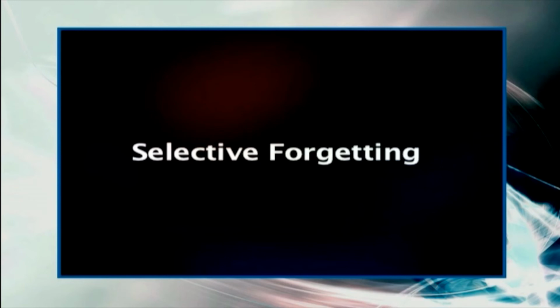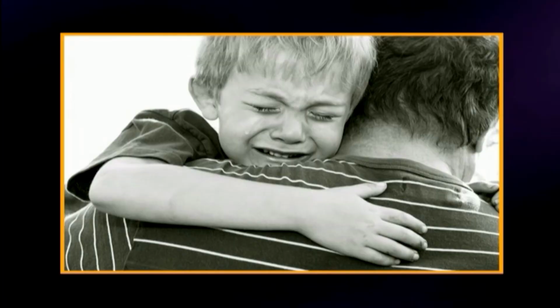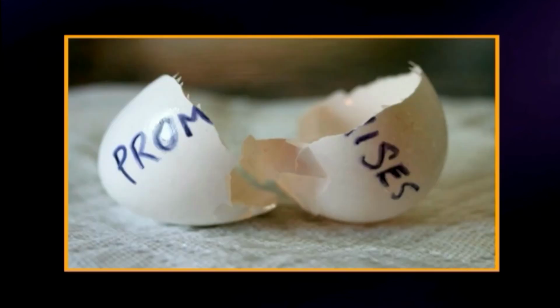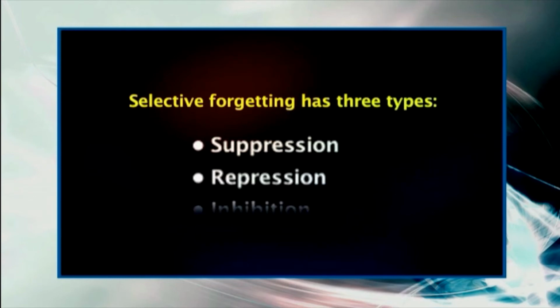Then seventh is selective forgetting. One simple method of avoiding the pain of distressing circumstances is forgetting them. This forgetting is selective. Experiments have proved that painful experiences are forgotten sooner than soothing and pleasurable experiences. And usually we forget the promises that we do not want to remember or fulfill. Selective forgetting has three types: suppression, repression, and inhibition.